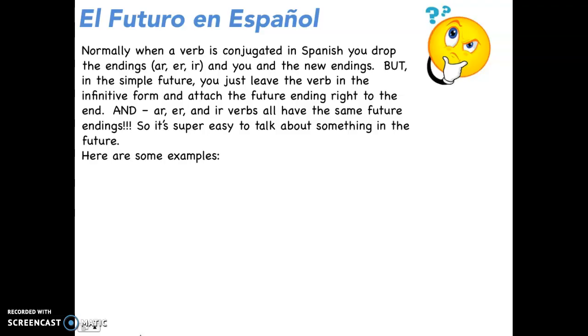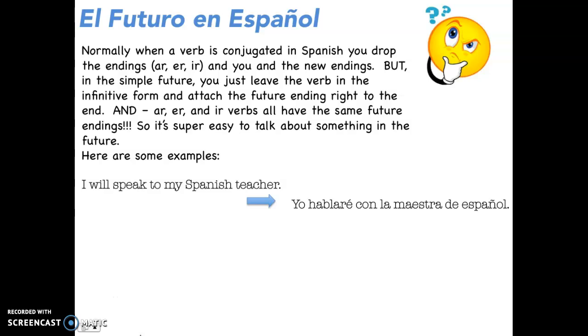Here are some examples. Let's take a look. So the first example is I will speak to my Spanish teacher. And in Spanish, that is yo hablaré con la maestra de español. Notice here the verb hablar, H-A-B-L-A-R, is the verb hablar. We didn't drop anything from the verb on the conjugation. We just added the E with the accent because that is the yo or the I form. So it's hablaré.